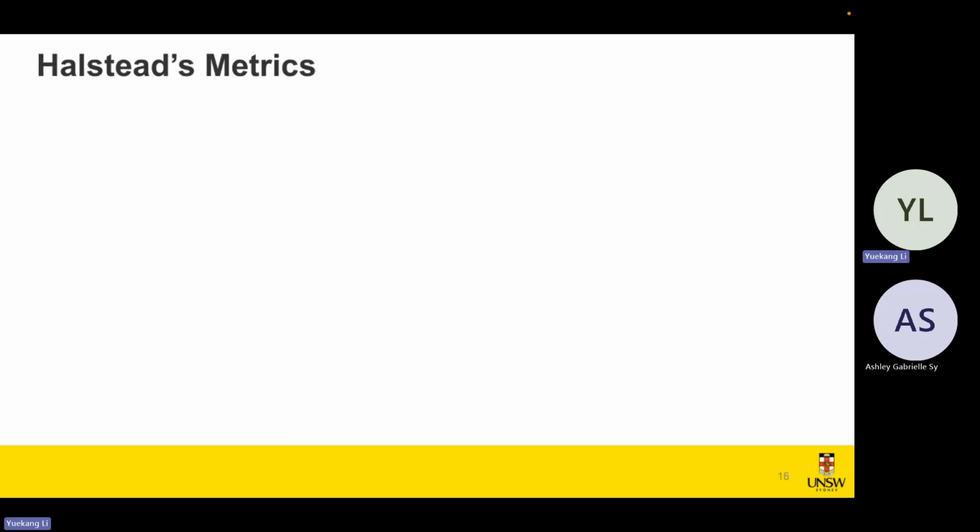Because of the limitation of cyclomatic complexity, let's think about another metric that can complement it. This set of metrics is known as Halstead's metrics. This is actually a person's name, the guy who developed this set of metrics, and it was developed in 1977. It's a very old set of metrics.